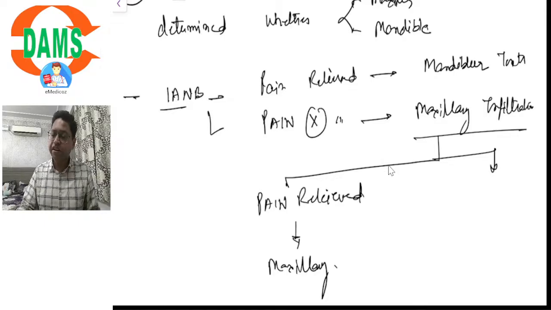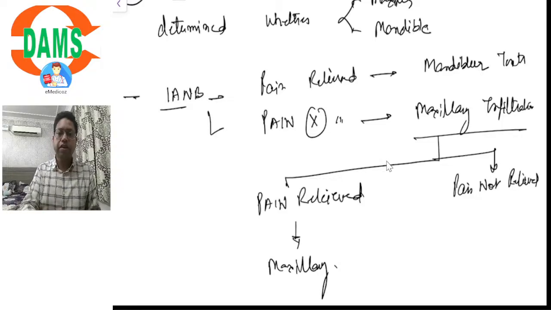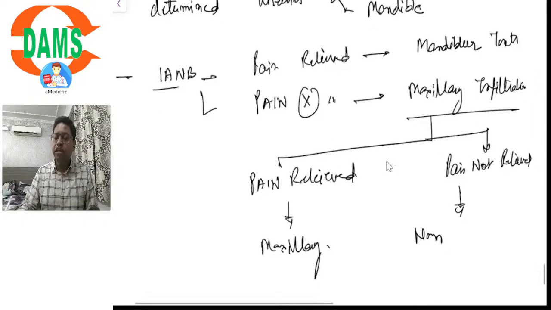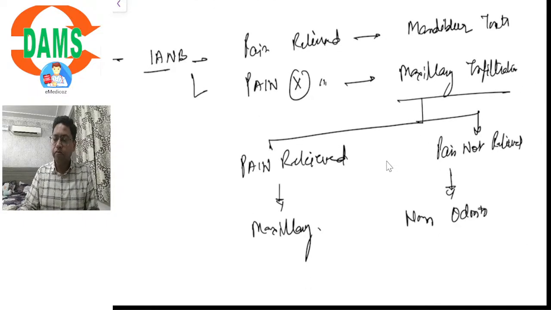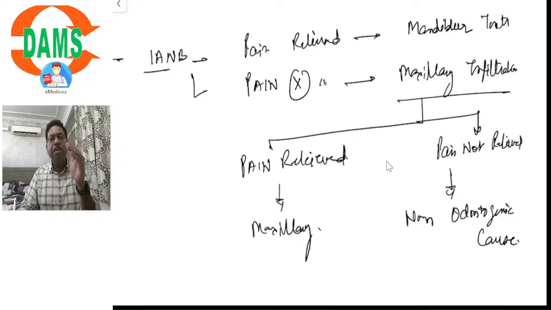Second situation can be there, the pain is not relieved. Then it would be a non-odontogenic cause. Definitely, when even after blocking the innervation of both the maxillary and the mandibular teeth, the pain on that particular side of the face is not being relieved, we can suspect a non-odontogenic cause that can require further investigations.